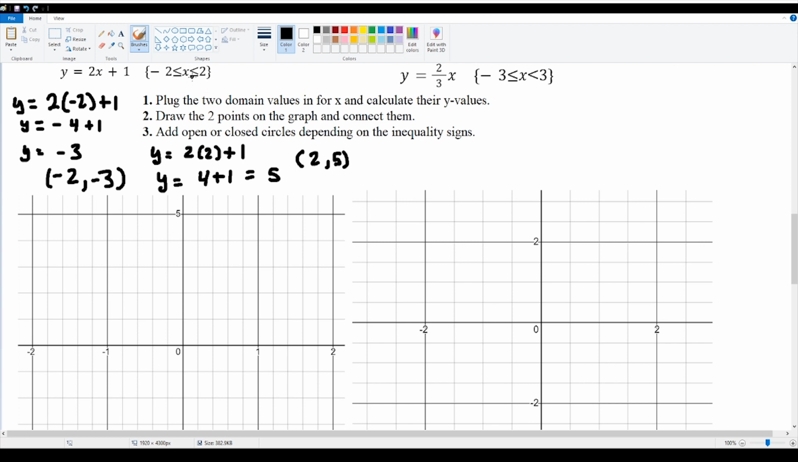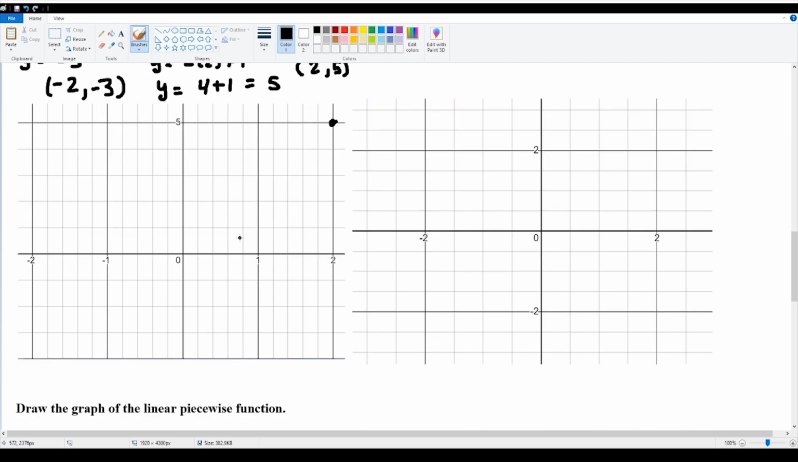Since both inequalities in the domain have our equals line under them, we're going to draw closed circles for both of these points. So one will be at 2, 5, and one will be lower at -2, -3. And now we simply need to connect these points. This doesn't really look like a line segment because it's taking up the entire grid, but if you were to zoom out and expand the grid more, you'd see that the line doesn't continue going past these points.